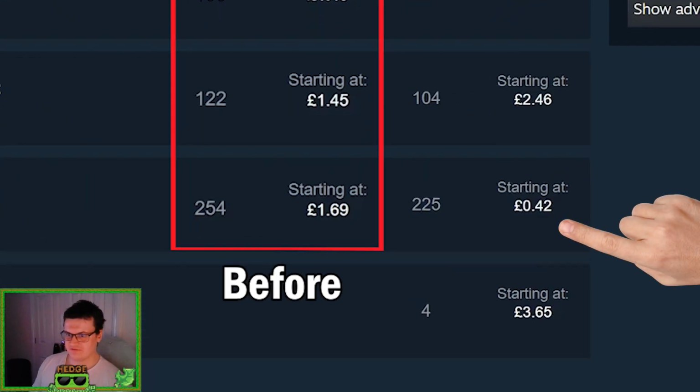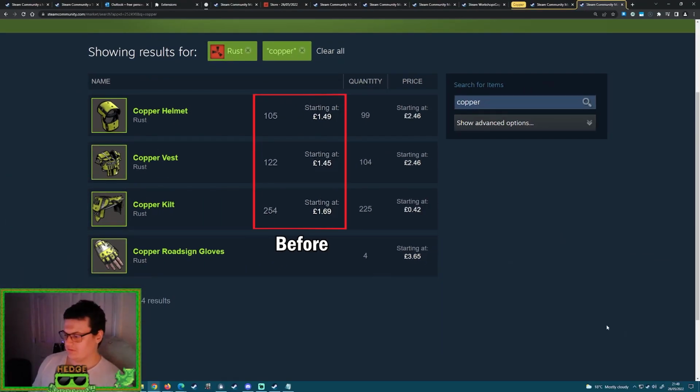But when you see the difference, the kilt doesn't look like it's changed much now, has it? But that's all just because of one guy listing 86 at once. Oh well.